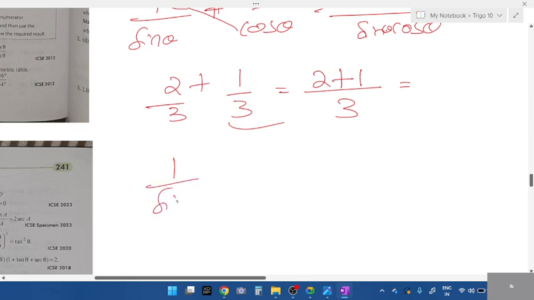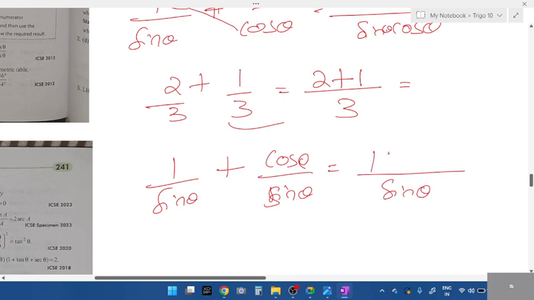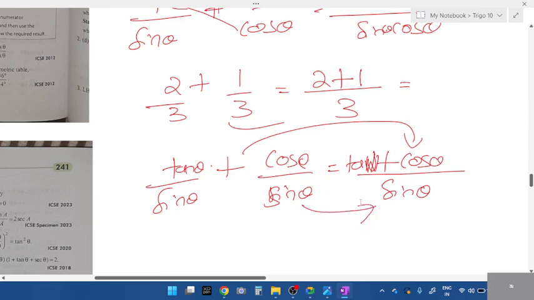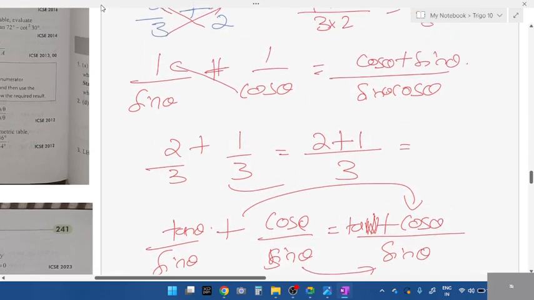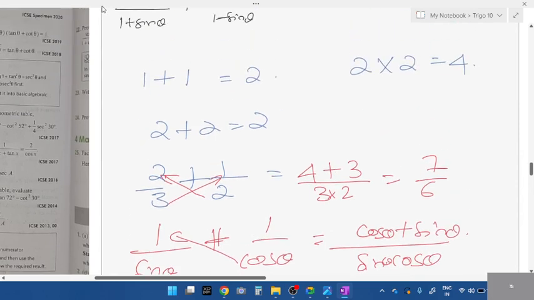Next, 1 by sin theta plus cos theta by sin theta. Is the denominator same or different? Denominators are same. We don't have to take LCM. Just put sin theta here. Numerator, write 1 plus cos theta. Or remember, if tan theta is given here, just write tan theta plus cos theta. Numerator write as it is. Denominator write only once. Okay, this is how we solve.